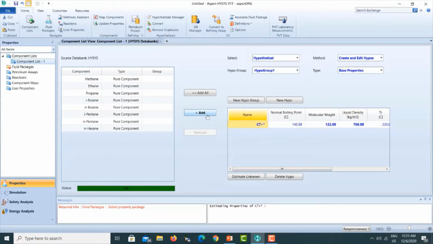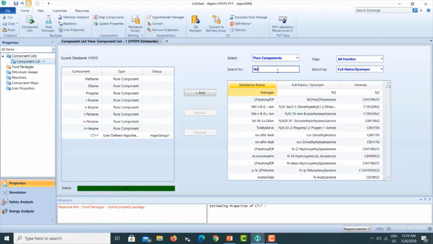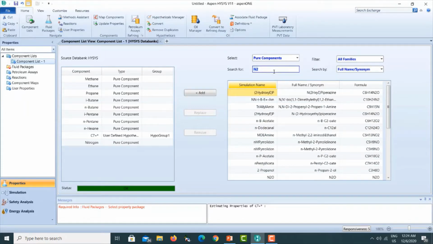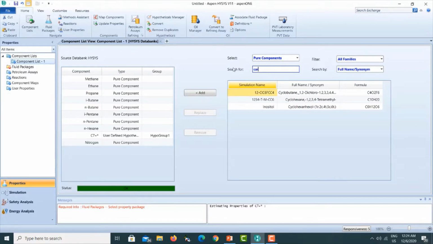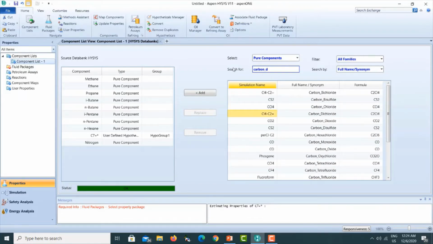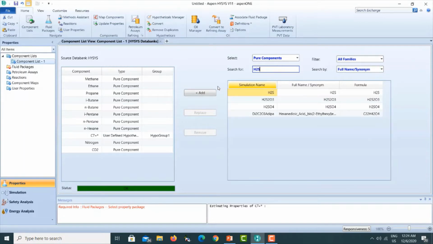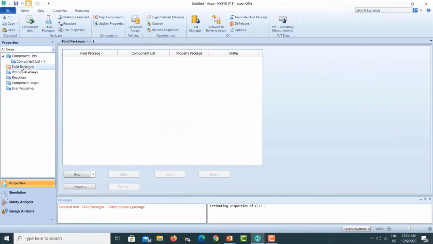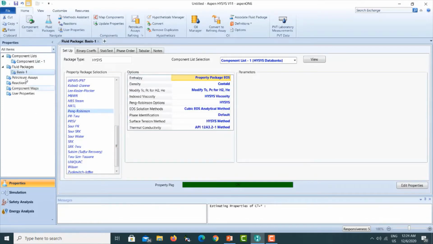We need to add this component here. Now we need to add a few more components: nitrogen, carbon dioxide, and finally hydrogen sulfide, H2S. So we have all these components along with the hypothetical component added. Finally we go to the fluid package, and we select the Peng-Robinson equation of state. Okay, so we're done in the properties section.